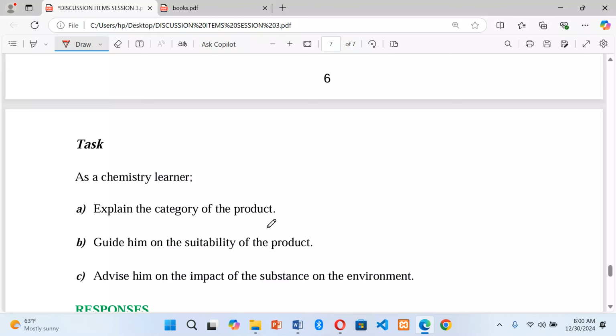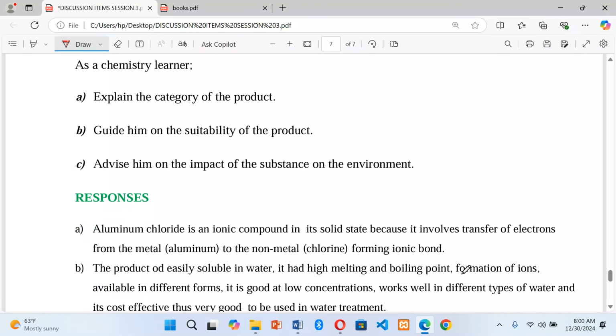As you explain the category of the product, you're helping this person to get to know more about the substance. Guide him on suitability, the properties it has that make it suitable for its purpose. Advise him on the impact, then we talk about its use, its danger, its effect, and its mitigation. So let's go through the solution very fast.